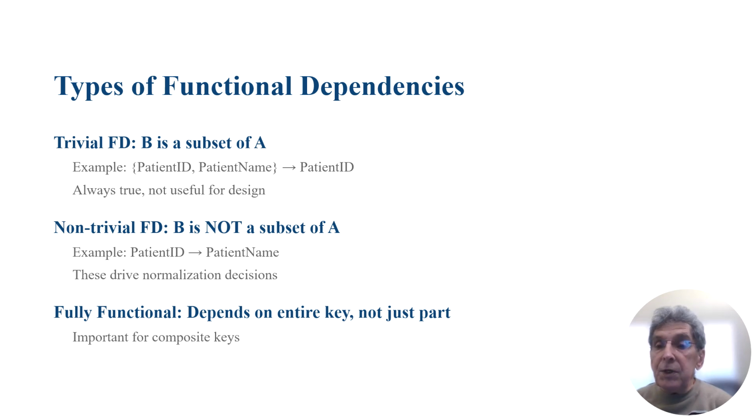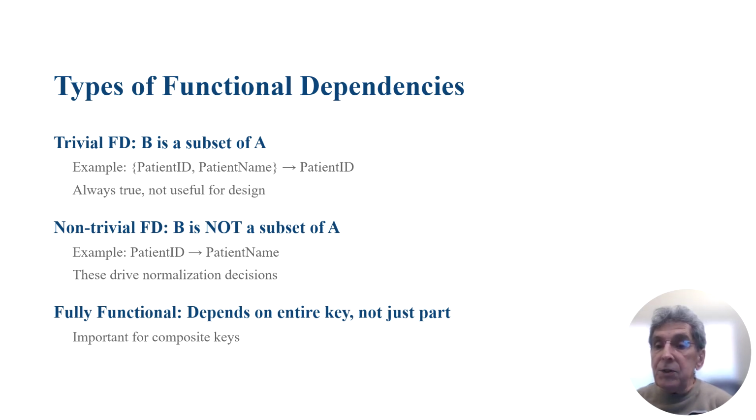A non-trivial functional dependency is one where the dependent is not part of the determinant. Patient ID determines patient name is non-trivial because patient name isn't part of the ID. These are the dependencies that matter in normalization.